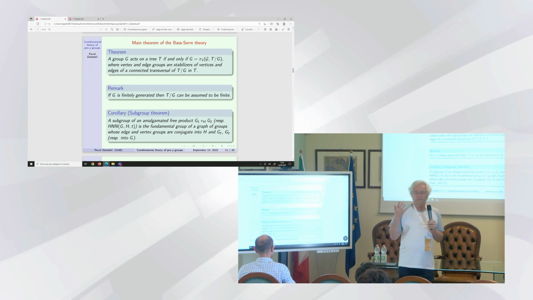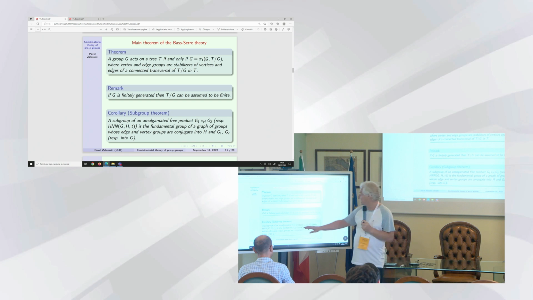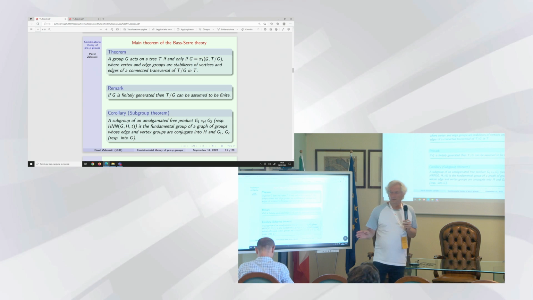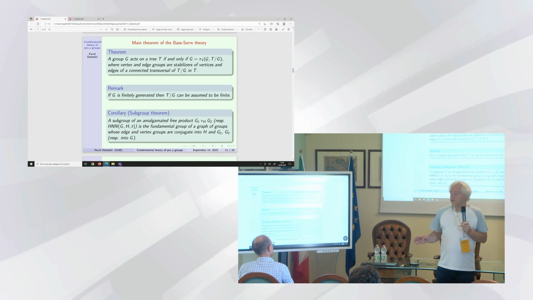which was our aim. Our aim was to describe subgroups of free amalgamated products and HNN extensions. This subgroup theorem now states as follows: a subgroup of an amalgamated free product or HNN extension is the fundamental group of a graph of groups whose edge and vertex groups are conjugate into H and G1 and G2 respectively. That's it. This is our description.